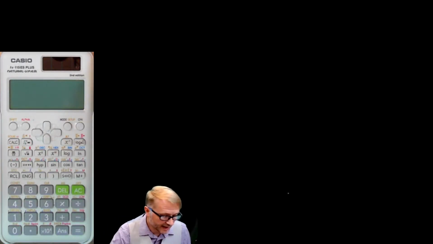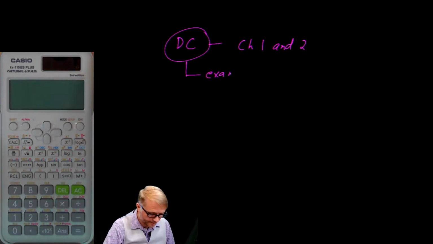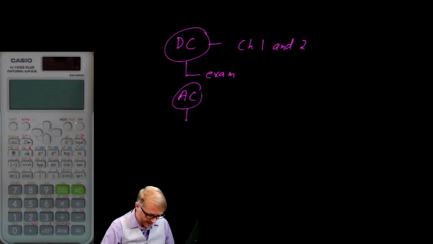We start with a class outline. We are going to start with direct current. That's approximately Chapter 1 and Chapter 2. From there, we'll have an exam. We'll move to AC, and then we'll have an exam. By the way, that's chapters 3, 4, and about half of 5.